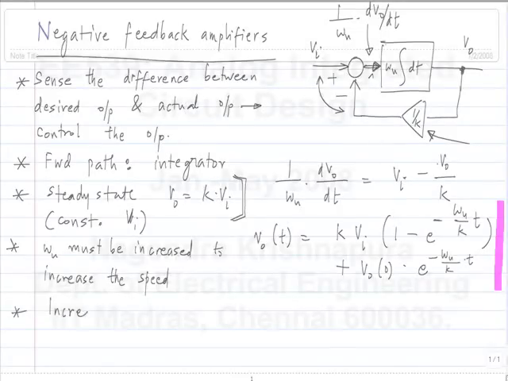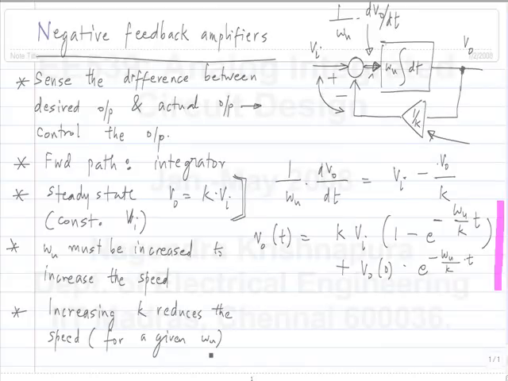And increasing k reduces the speed, obviously for a given omega u. Okay.